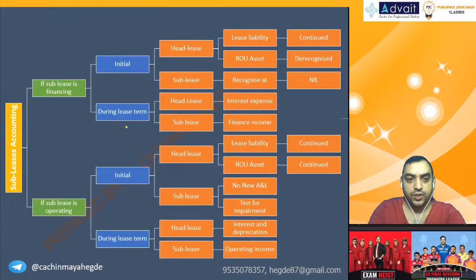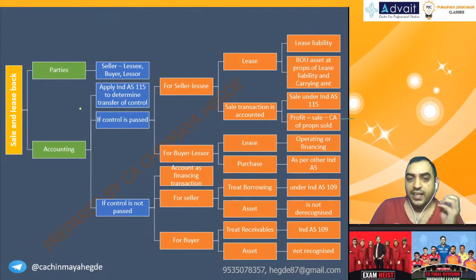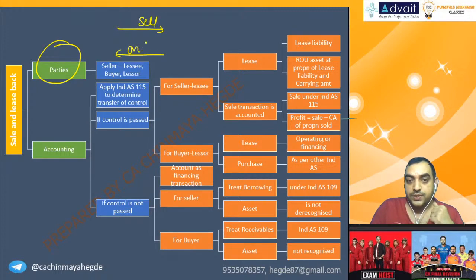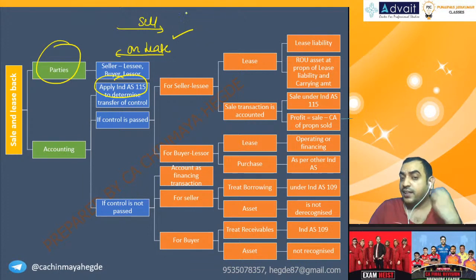Quickly, I'll spend 5 minutes on sale and lease back. Sale and lease back, where you sell the asset and you take it on lease. So what should you do? You should check whether it is satisfying Ind AS 115 or not. Only if it is satisfying Ind AS 115, then you recognize it as sale and lease back. If Ind AS 115 is not satisfied, this will become a financial rearrangement, asset taking and taking it back. So the difference will become a loan or an asset.